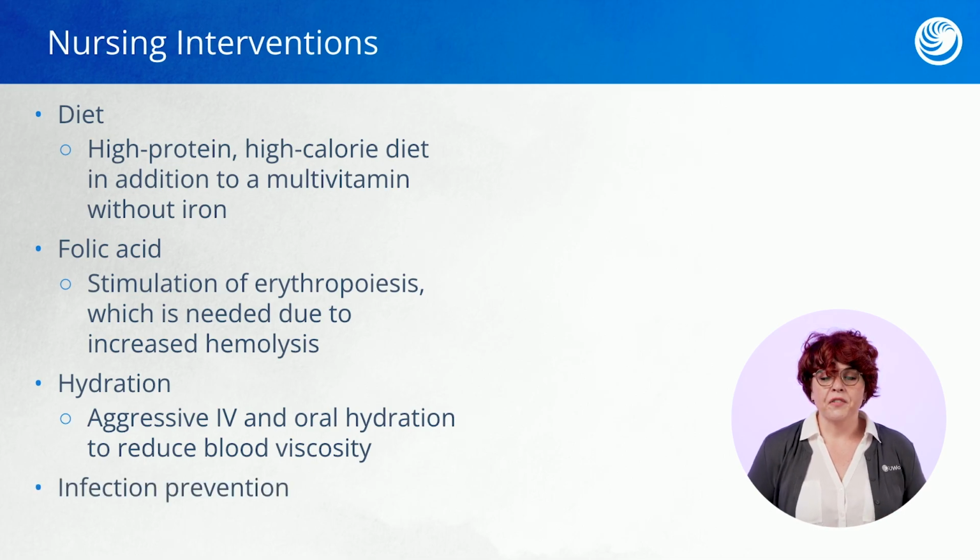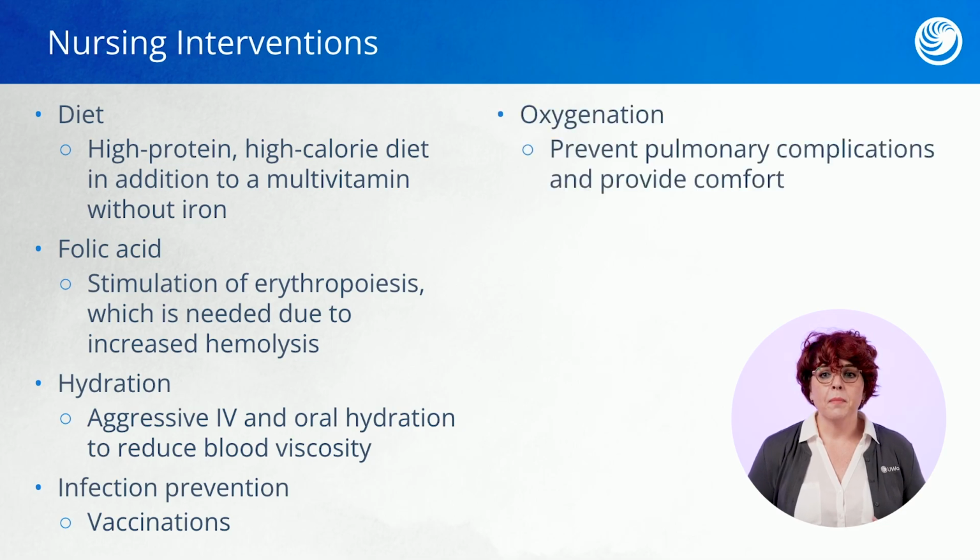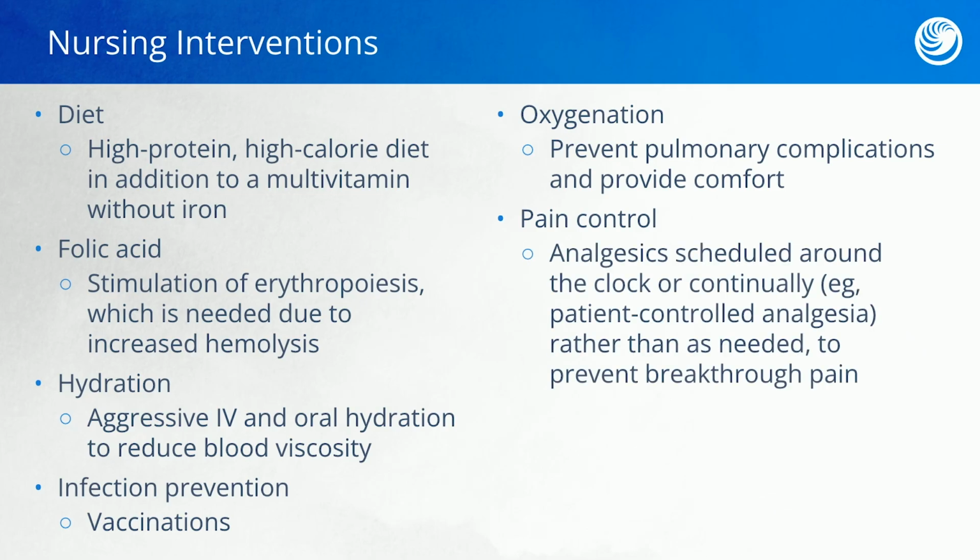We need to do infection prevention, so we're thinking vaccinations. We want to make sure they're up to date on all their vaccinations. We don't want to throw them into another crisis down the road. These patients need oxygen. Remember, they're hypoxic. We want to prevent pulmonary complications and keep them comfortable. Definite pain control, because remember, little clots everywhere. Hands, feet, joints, even organs. These guys are in a lot of pain and they're going to need around-the-clock analgesics. So more timed meds rather than PRN.